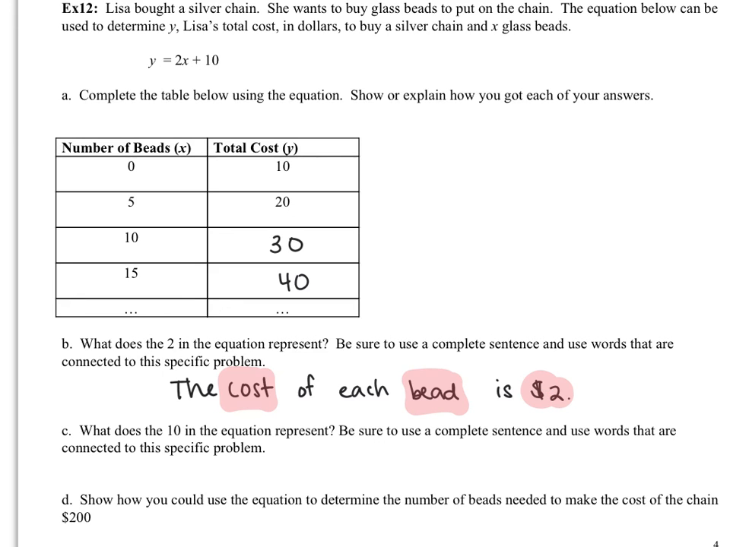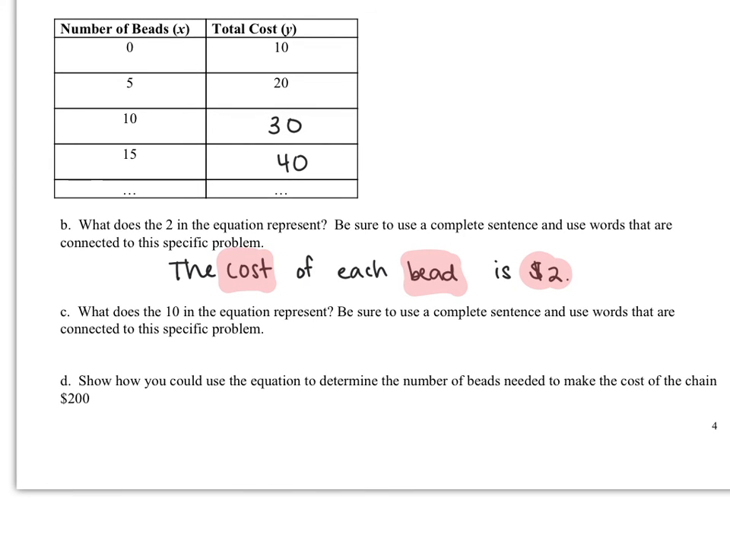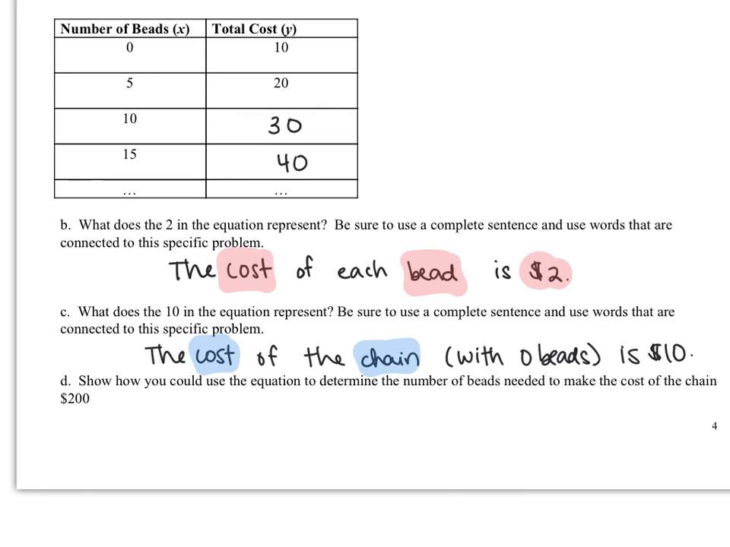Let's try the same thing, but this time let's talk about the 10 in the equation. Again, try to construct a sentence that is specifically related to the problem using language provided in the problem. Pause the video, press play when you're ready to check your answer. So in this case, the cost of the chain, or the 10, represents the cost of the chain being $10. So again, referring to cost of the item and units.